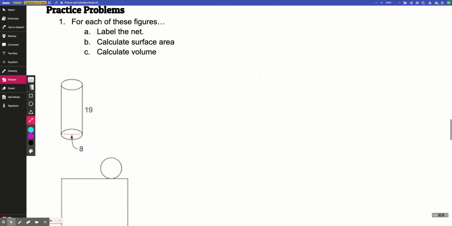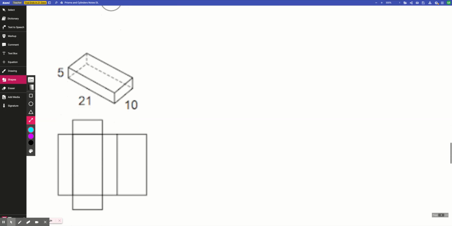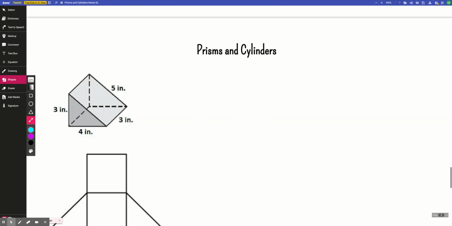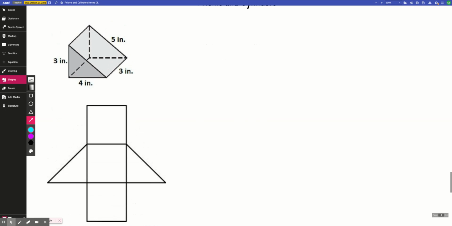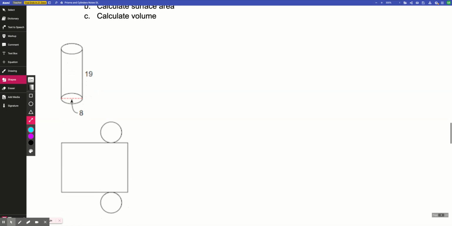Okay, so I'm going to do the first two, the cylinder and the rectangular prism, and then I'm going to have you try the triangular prism on your own here. All right, so let's go ahead and jump right in. The first thing I need to do is label my net.